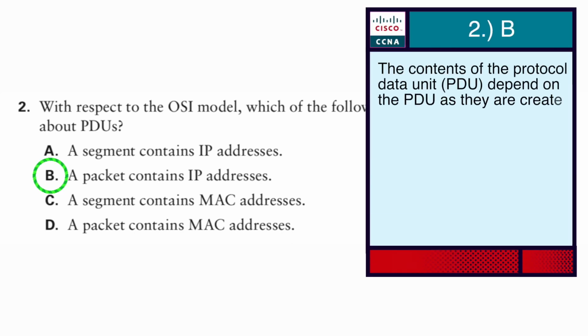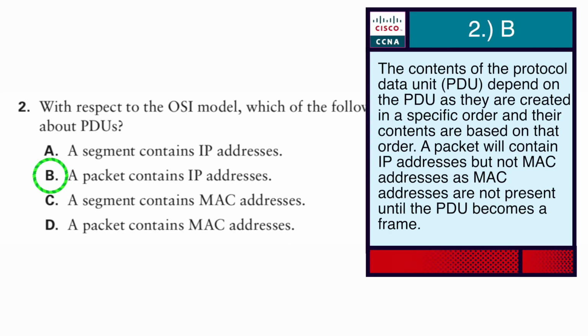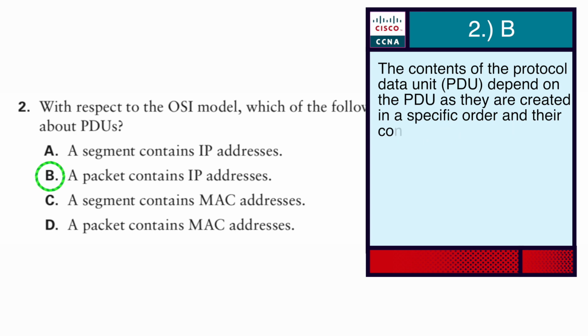The correct answer is B. A packet contains IP addresses. The contents of the Protocol Data Unit, PDU, depend on the PDU, as they are created in a specific order and their contents are based on that order. A packet will contain IP addresses but not MAC addresses, as MAC addresses are not present until the PDU becomes a frame.